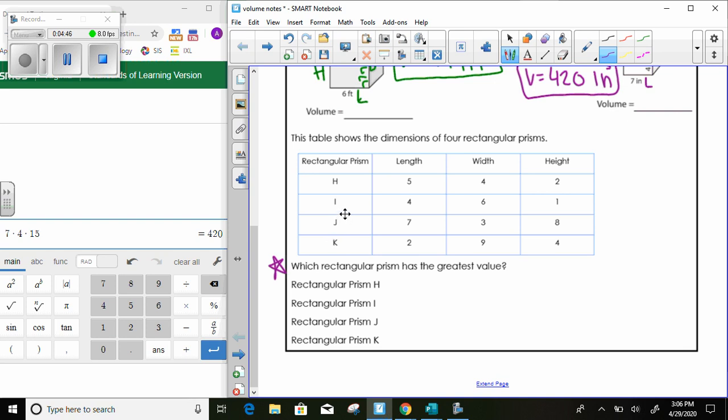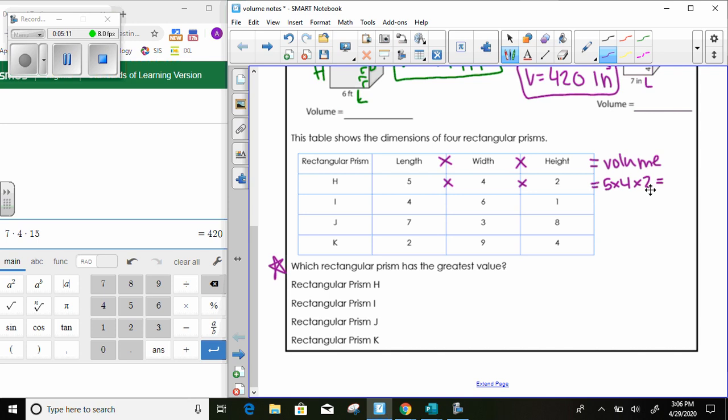So the way we do that is we take our length times our width times our height, and that's going to give us our volume. So looking at rectangular prism H, we know it has a length of 5, a width of 4, and a height of 2. So all we need to do is multiply these three values together. So we're going to do 5 times 4 times 2.